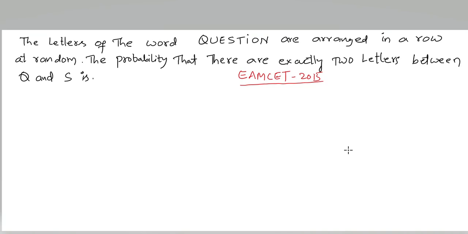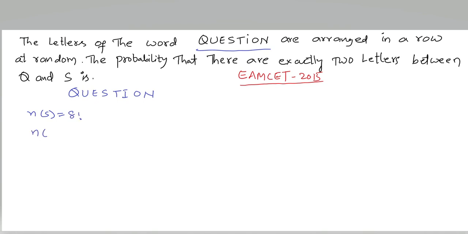The letters of the word QUESTION are arranged in a row at random, the probability that there are exactly two letters between Q and S is, MSET 2015 question. Here is given question Q U E S T I O N. Here there are 8 letters, they can be arranged in 8 factorial ways. Therefore, n of S is equal to 8 factorial.